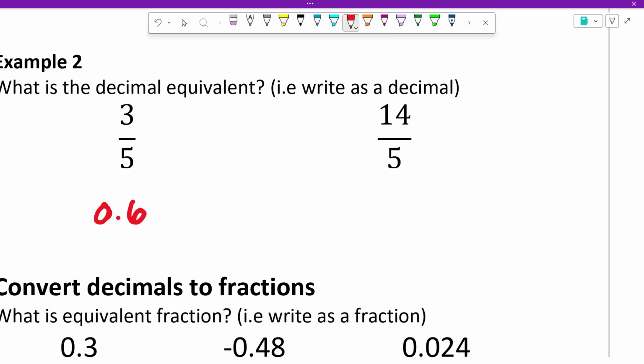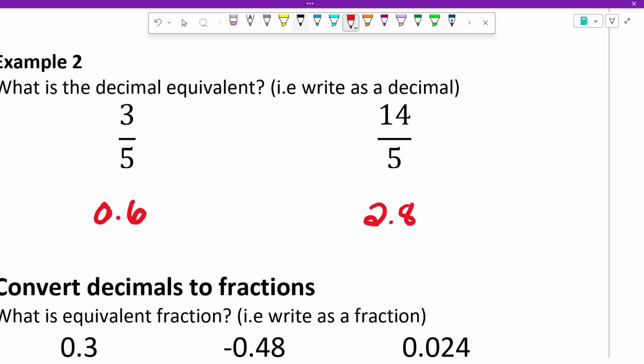0.6. All right. Thank you. Next one. 14 divided by 5. 2.8. All right. Easy peasy. Not a big deal. How about if the teacher throws a twist at you? Students are usually okay with that. The only thing they do is maybe mix up the order they punch the buttons into the calculator.